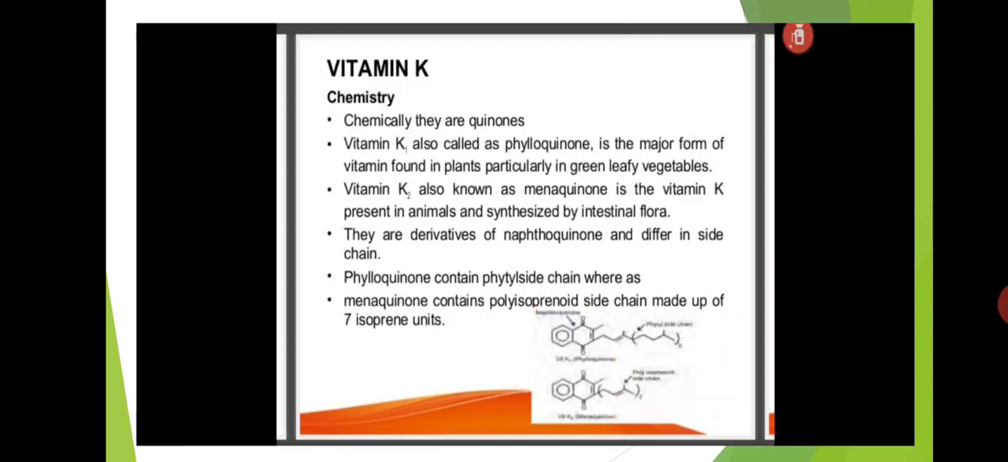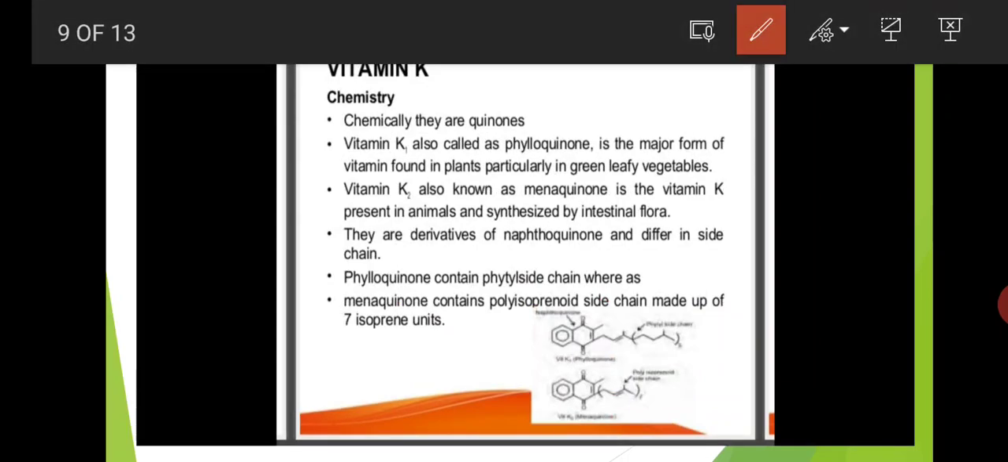Vitamin K. Chemically, vitamin K is a quinone. Vitamin D is called calciferol, vitamin E is tocopherol, and similarly vitamin K is the quinone. Vitamin K is also called phylloquinone.